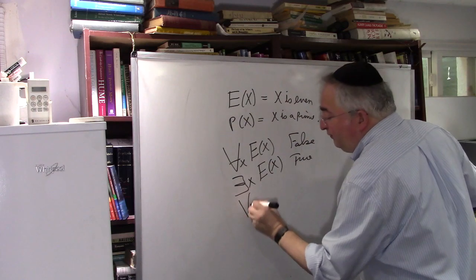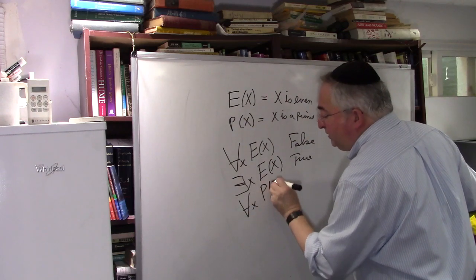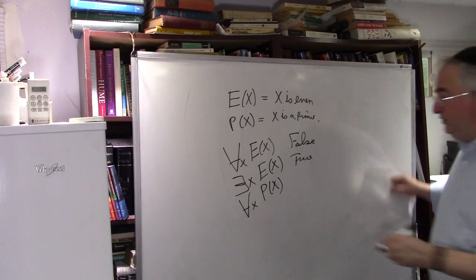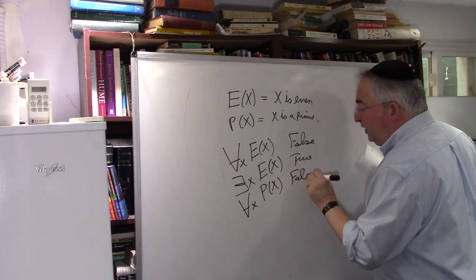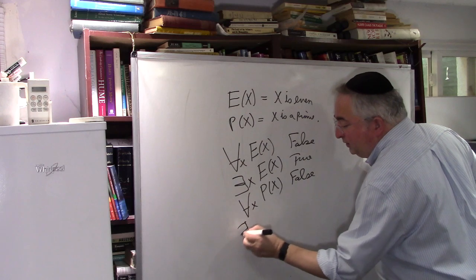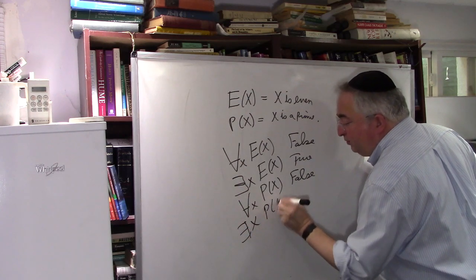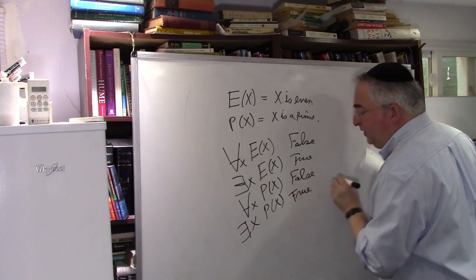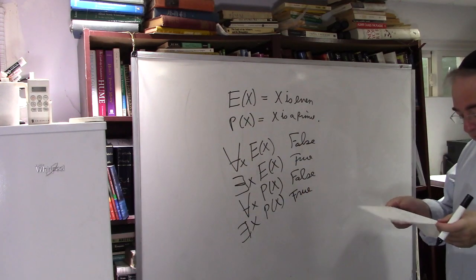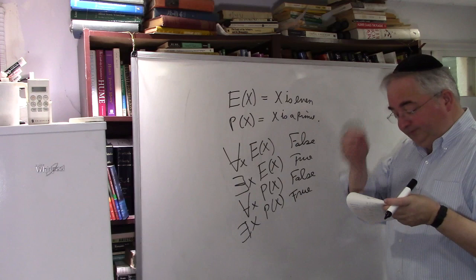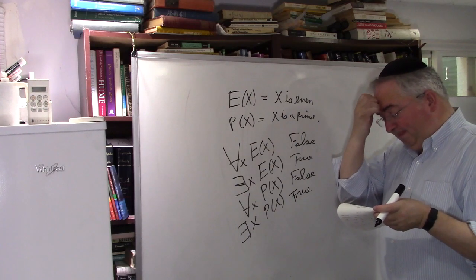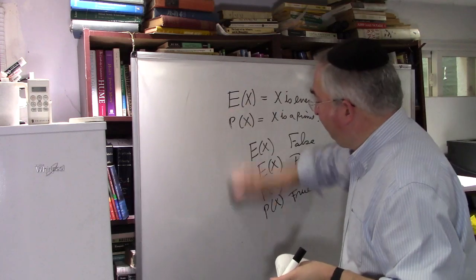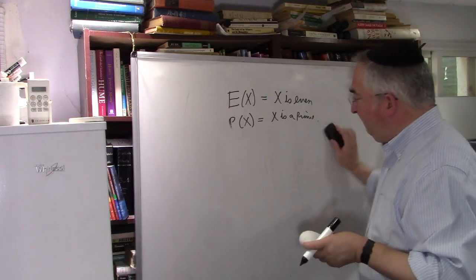How about this? For all x, P of X, is every number prime? No. So that's false. Does there exist a number that's prime? Yes. And that's true. Okay, good. Now, let's do another one.